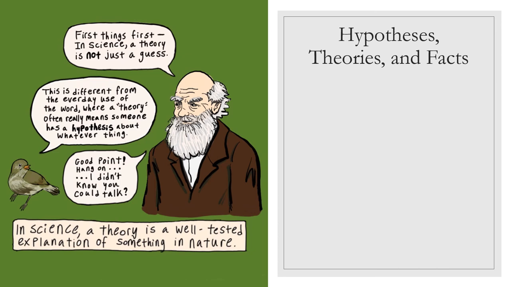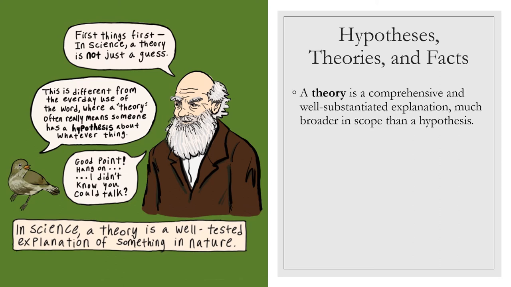Now, once a hypothesis has been tested many times, we can move on and start to call it something else, specifically the term theory. So a theory is a comprehensive and well-substantiated explanation. It's a hypothesis that has been tested countless times and has proven to be correct in all of those times. Now, a theory can change if new data comes in that does not support the hypothesis, but the theories that we will talk about are things that have been tested countless times and have always held up to those experiments.